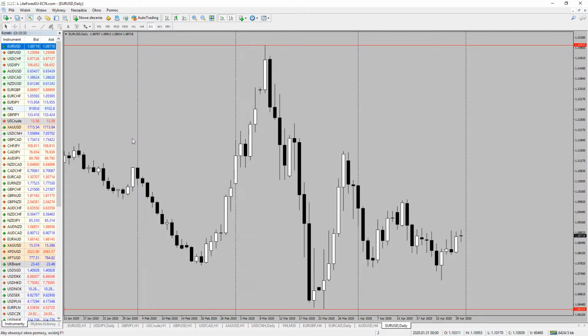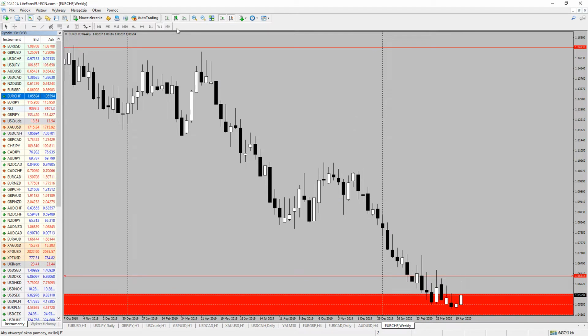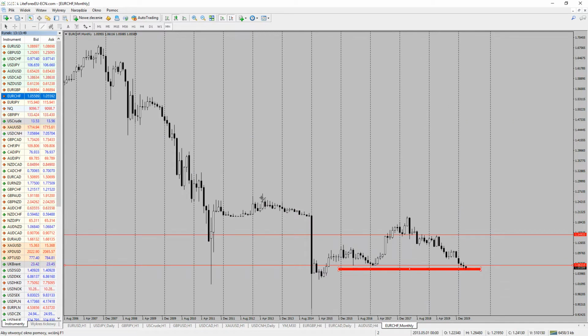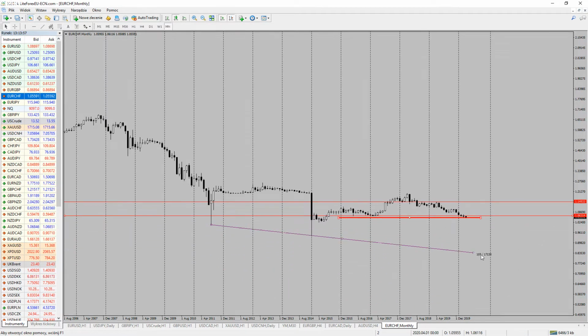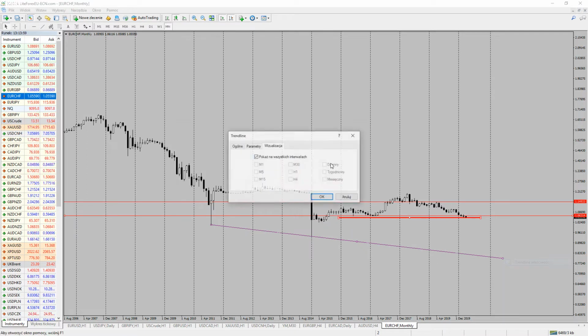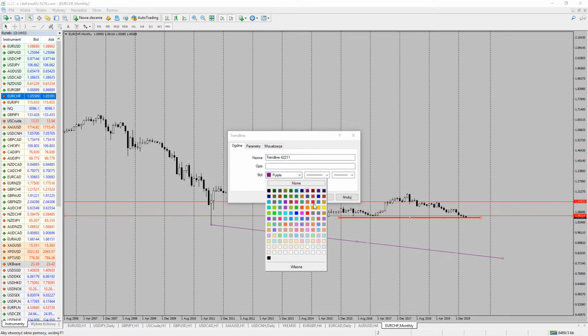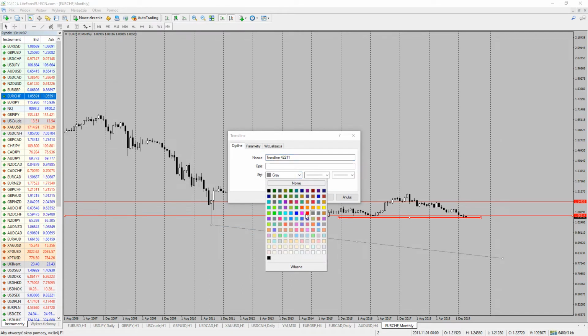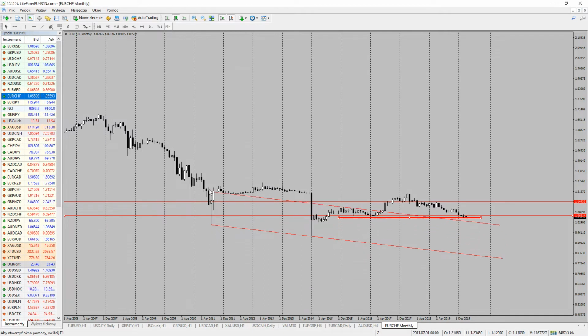Anyway, that's how I see euro dollar. Euro Swiss franc, also from the higher time frame perspective, looks very, very negative. And from the monthly chart, we can even try to draw some kind of falling channel on the monthly, right?